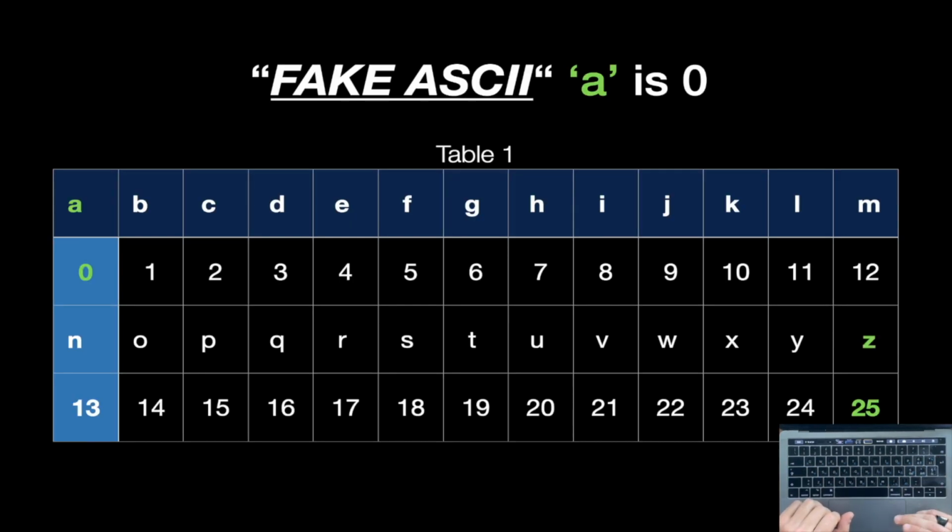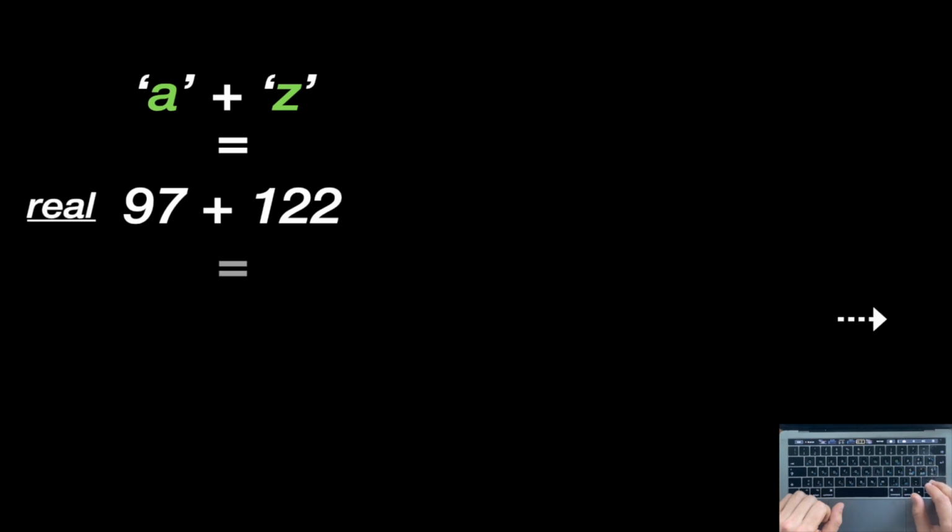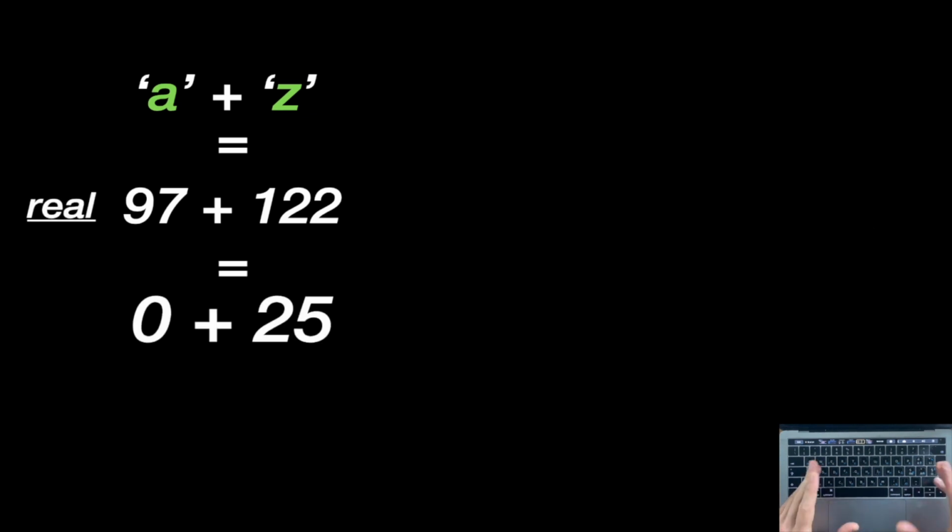Let's pretend we have another ASCII code. This time we have the lowercase a that starts from 0 and Z, it's 25. Very, very simple. Now let's repeat the operation. A plus Z, which before was 97 plus 122, is now becoming 0 plus 25. 0 is A, 25 is Z. Okay? This is fake, of course, for the sake of argument.